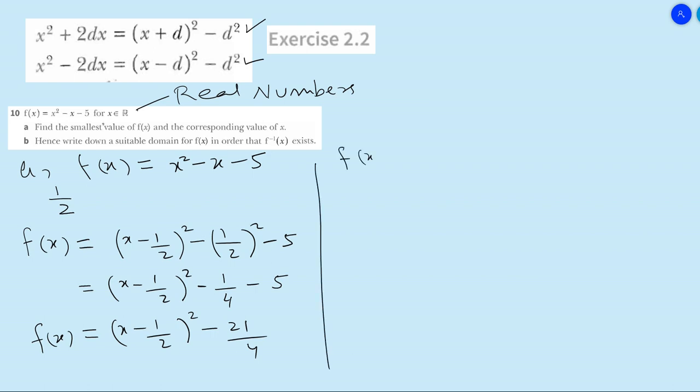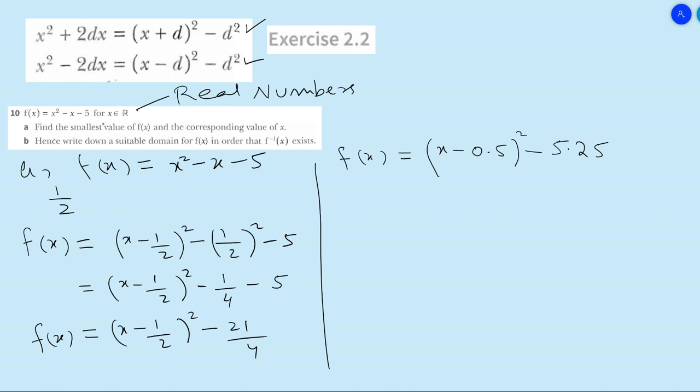and f(x) equals (x minus 1 upon 2, or we can write 1 upon 2 is 0.5) whole square, and minus 21 upon 4. If you find 21 upon 4 from the calculator, you will get 5.25. Now we are successful in writing the function in standard form, or you can say perfect square form.